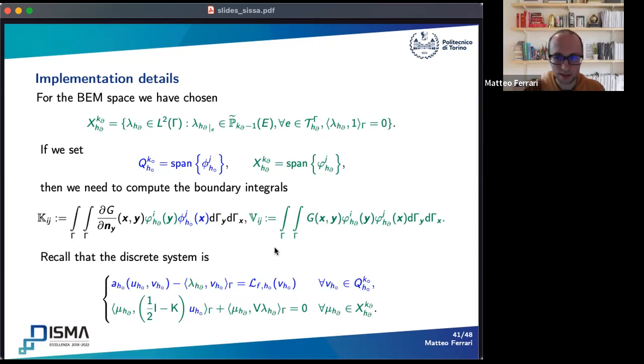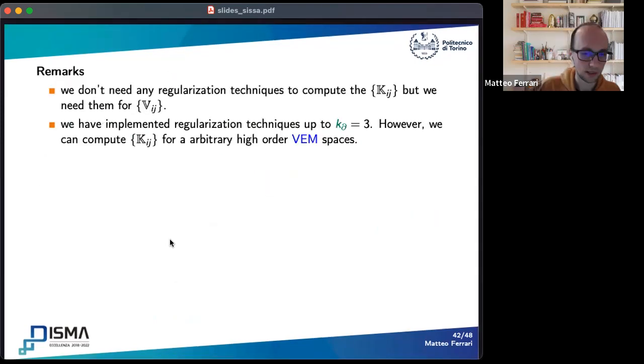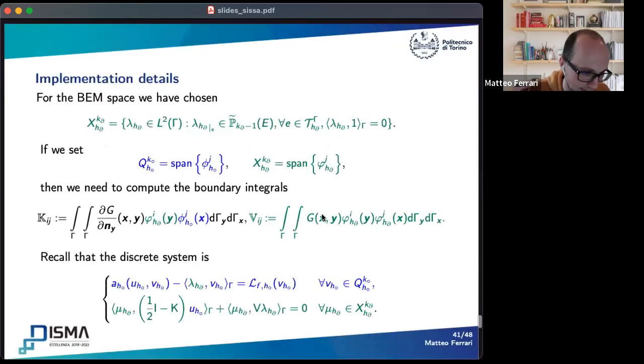These are singular or nearly singular integrals because these kernels, here we have a log L singularity and here a 1/L singularity. Now two remarks. We don't need any regularization techniques to compute K, but we need them for V. Even if in K we have 1/L, we have a compensation by the normal direction if the boundary is smooth enough. On the other side, we don't have this for V because this is simply the integral of G and the two boundary functions.